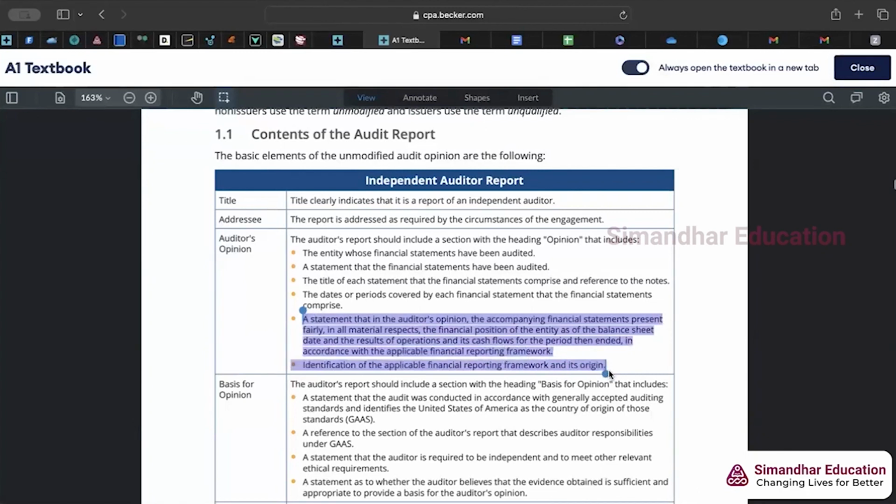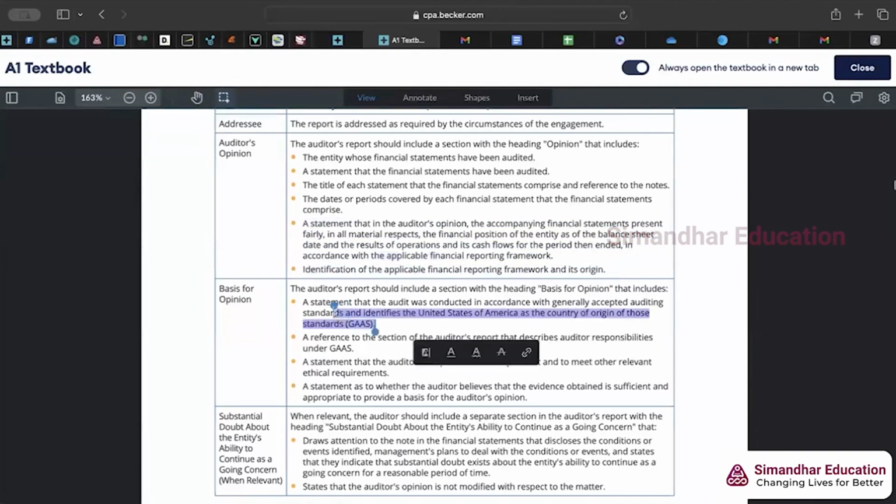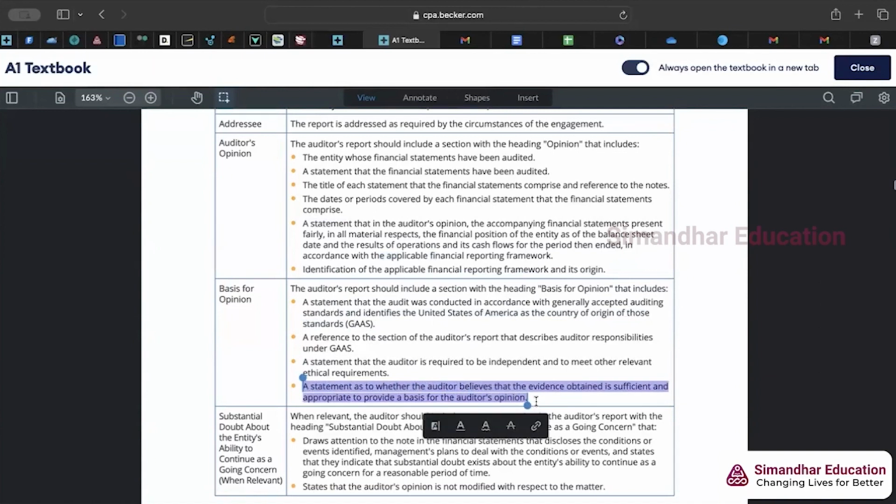In accordance with which framework? Just go through this with me. We'll look at the audit report example also. After the auditor's opinion paragraph, you give the basis of opinion paragraph. In this, you will give reference to what is followed by you. If you are conducting an audit in accordance with GAAS, you will put in that. A reference is made that you have made your opinion in accordance with GAAS. A statement that the auditor is independent and the auditor believes that sufficient appropriate audit evidence has been obtained.